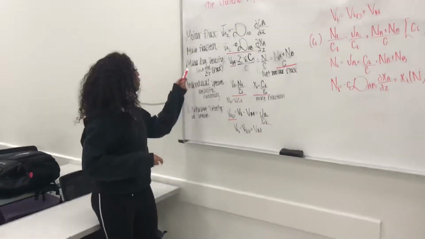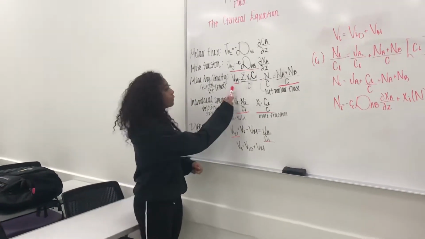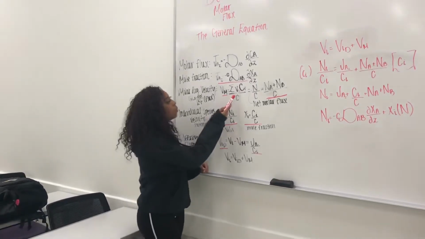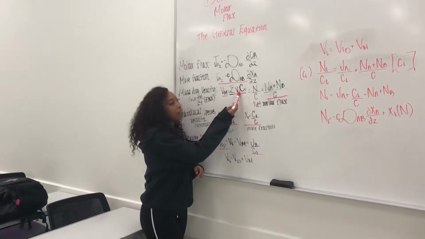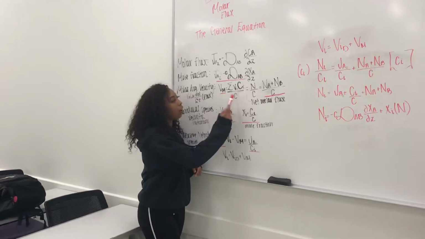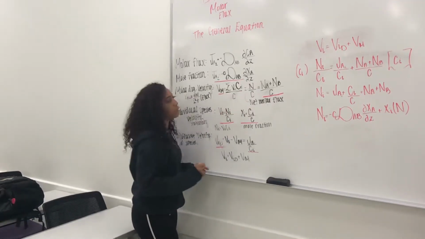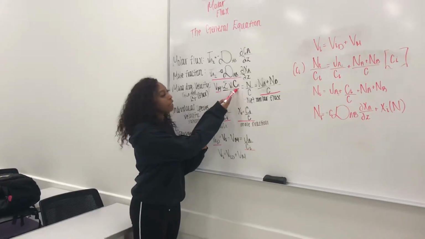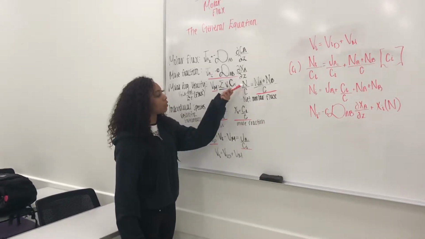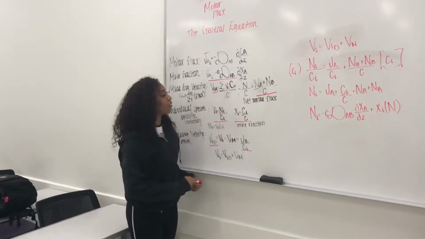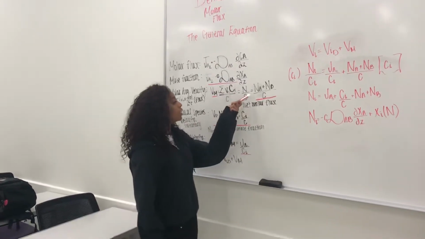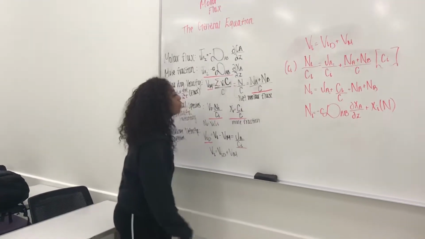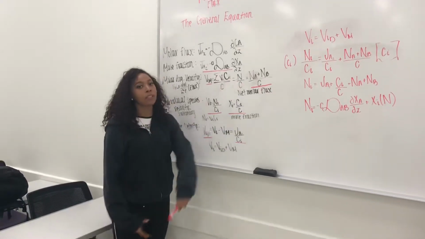Then you have molar average velocity, Vm, which equals the sum of velocity I times concentration I all over the total concentration. And then when you have velocity I times Ci, you get N, and you bring over the concentration. And you can break that down even more to get the molar flux of A plus the molar flux of B.